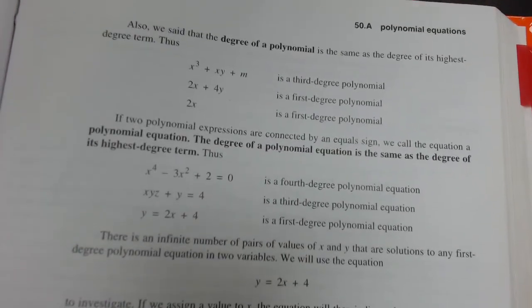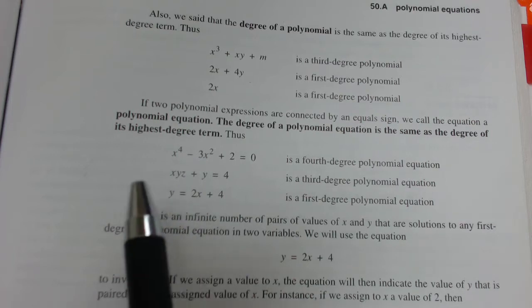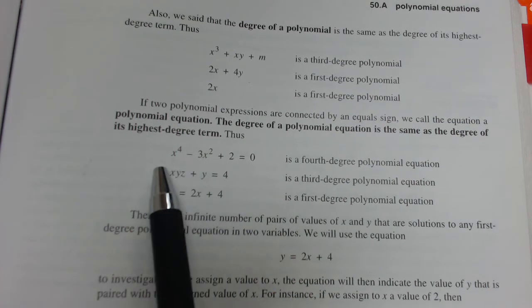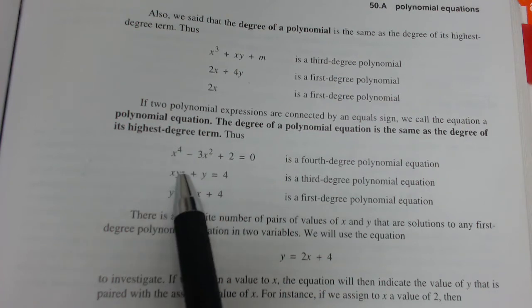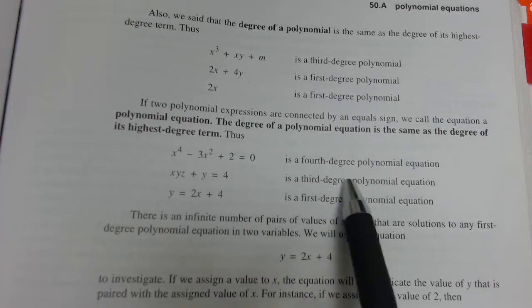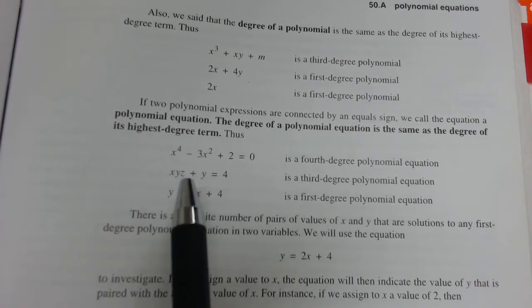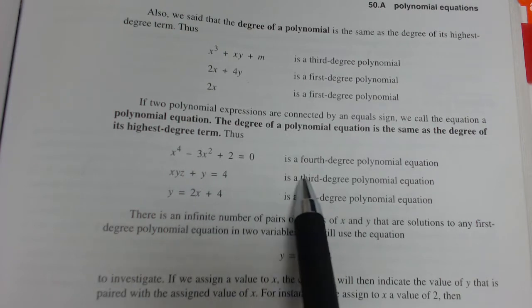Okay, degree. So the degree of a polynomial equation is always the highest exponent. So this one only has one variable, right? So the highest exponent is 4, so it's called a fourth degree polynomial equation. Now this one, the highest exponent's only 1, but this one's referred to as a third degree polynomial.